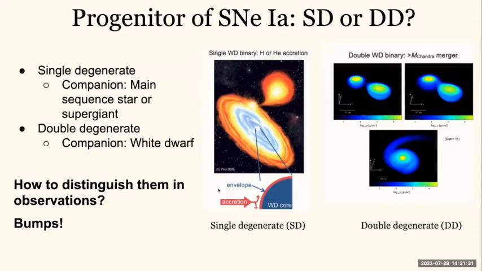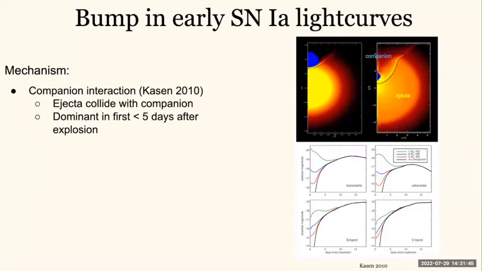One feature that may help in distinguishing these models, and there are a lot of models, is to search in the observations for bumps at very early times, roughly within the first 5 days after the explosion. The idea was first proposed by Kasen in 2010: in the single degenerate case, the supernova ejecta will collide with the companion and then create a very bright bump at early times.